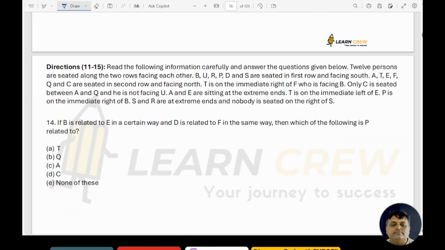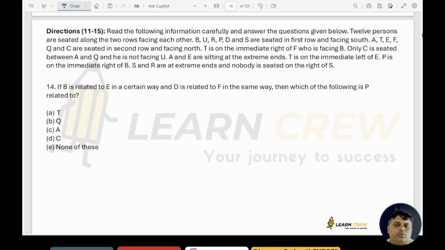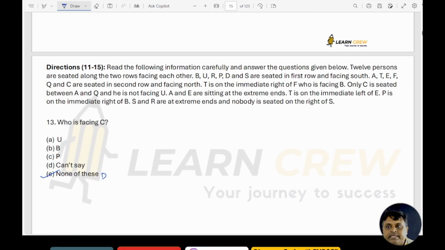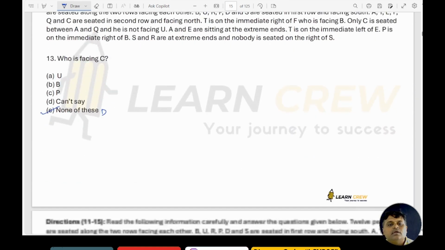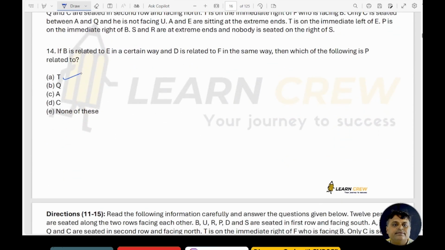Then 14th one. If B is related to E, D is related to F, then which of the following is P related to? B, E, D, F. What is the relation? Please see here. B is related to E. D is related to F. Similarly, what is asked here? P is related to what? P is related to T. So answer is T. Next.